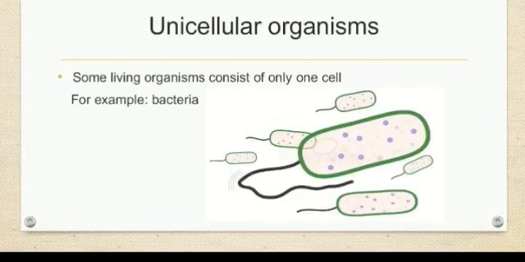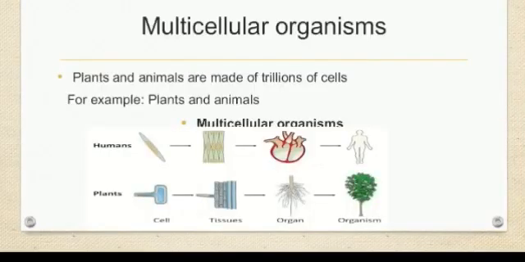Students, there are two types of organisms. The first one is called unicellular organisms. These organisms consist of only one cell, for example, bacteria. The other type of organisms are called multicellular organisms. These organisms contain trillions of cells, for example, plants and animals.